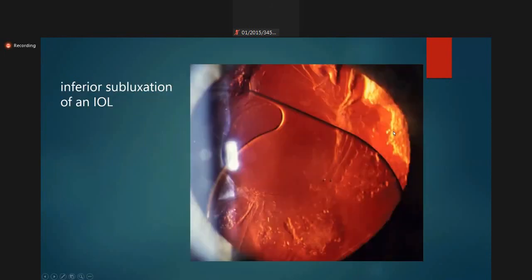In this figure, a very magnified view. You can see this is the optic of the lens, IOL, intraocular lens, and this is the haptic. It is a dilated pupil and it is inferiorly displaced. Inferior displacement of an IOL is known as inferior subluxation.